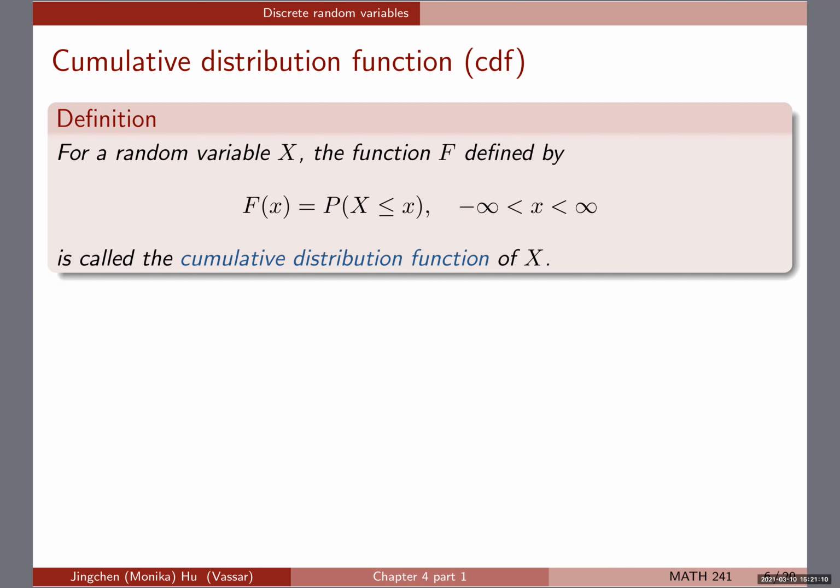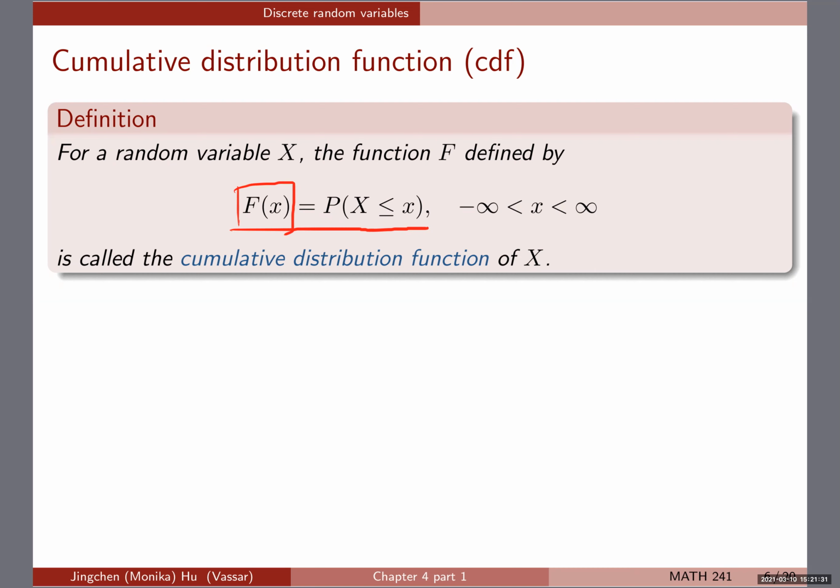For a random variable X, the function F defined by, okay, so let's take time to understand this expression a little bit more. Based on the definition, we know that this capital F_X is called the cumulative distribution function, or the CDF of X. So that's the definition here.